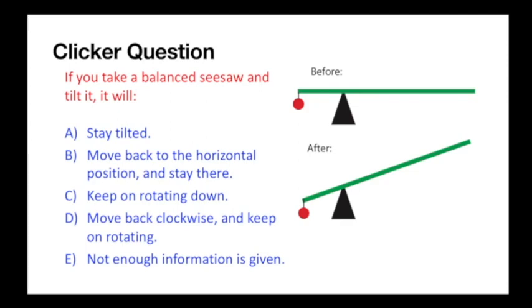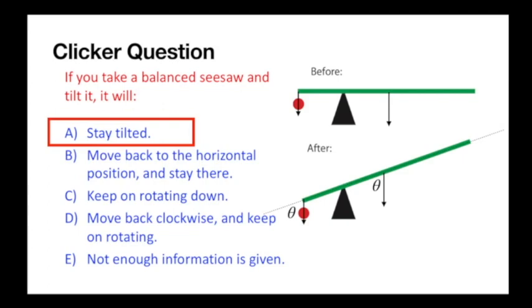So the answer is A. It will stay tilted. And let's take a look at why. Looking at the before picture, the relevant forces, the ones that produce torques, we have gravity. They're both gravity, but we have the gravity on the plank itself, which acts at the center of mass. Whenever we're doing these torque balancing problems, gravity acts at the center of mass. And for just a long plank, that'll be right in the center.